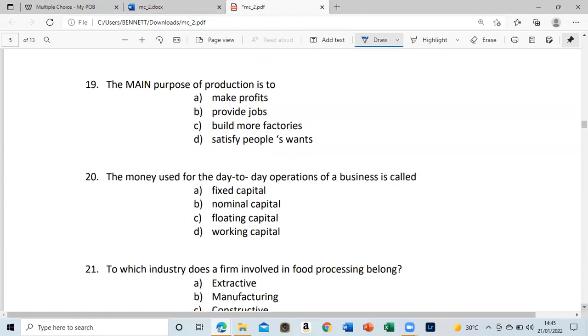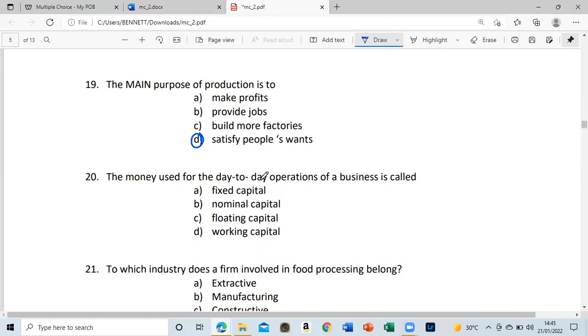The main purpose of production is to A, make profit, provide jobs, build more factories, or B, satisfy people's wants. Number 19 would be D, satisfy people's wants. Number 20.